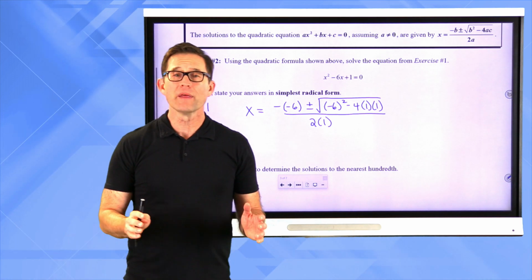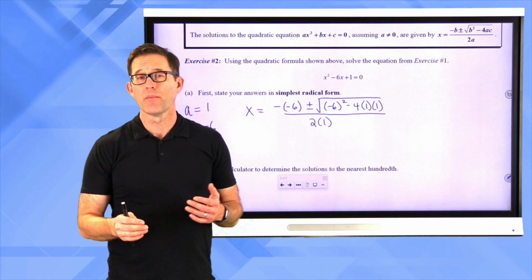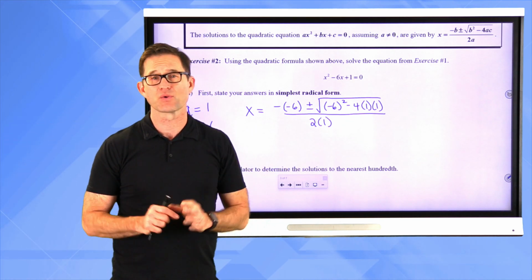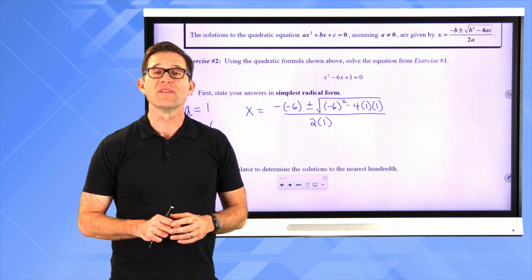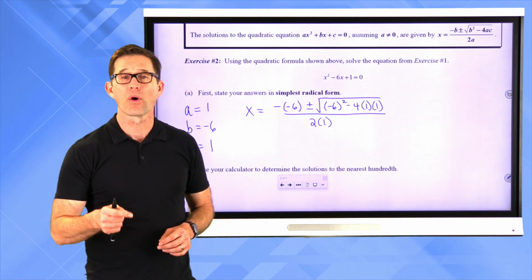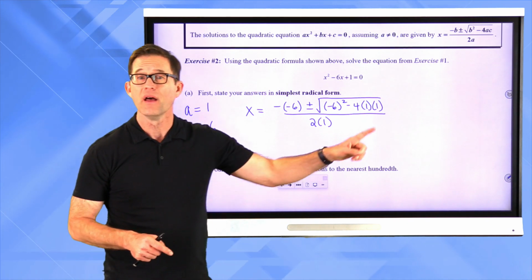Now, probably the number one error that people will make when using the quadratic formula is figuring out the value of the number under the square root. That is what's known as the discriminant of the quadratic, and we'll talk about that a little bit more as this unit progresses, okay? The discriminant.